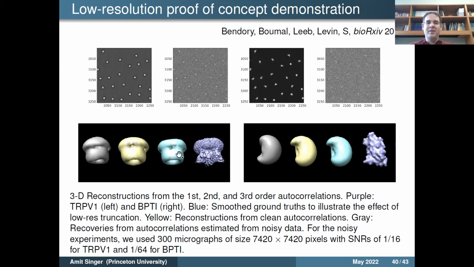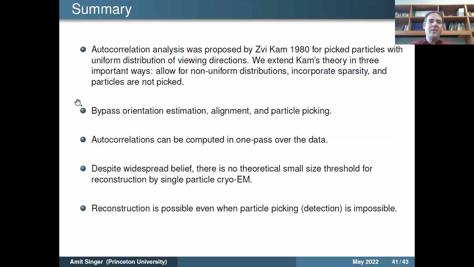This is just a low pass filter of the ground truth, okay, to the resolution that we can actually reconstruct. Okay, so this is the reconstruction from clean micrographs, and this is the reconstruction from the noisy micrographs. And you can see that at low resolution, we're doing a good job, but again, we're still unable to push this method to high resolution. And again, it's not completely clear why. So let me just summarize at this point.